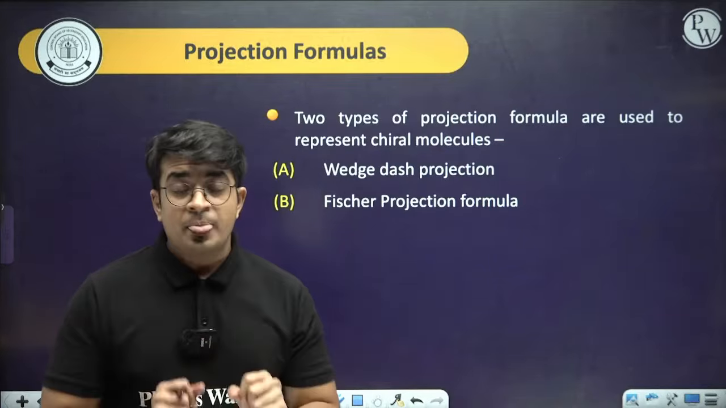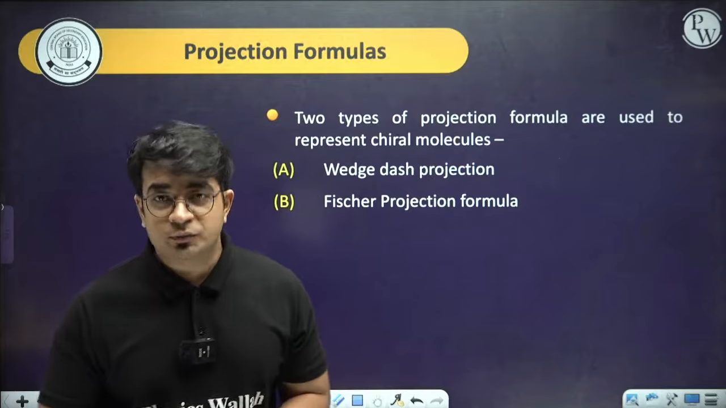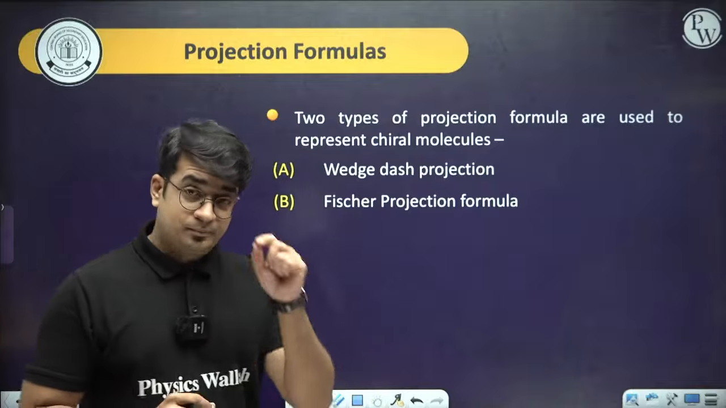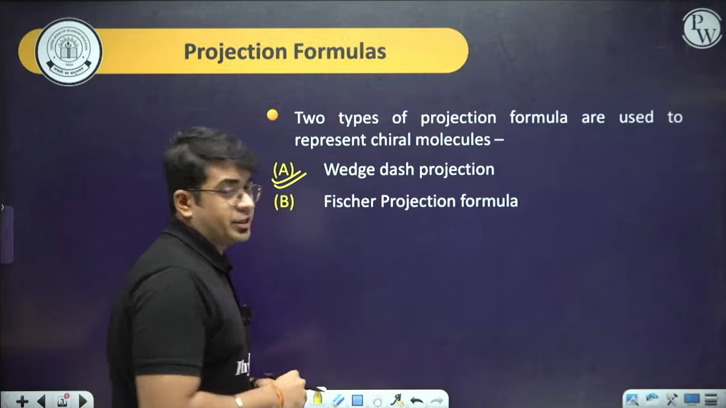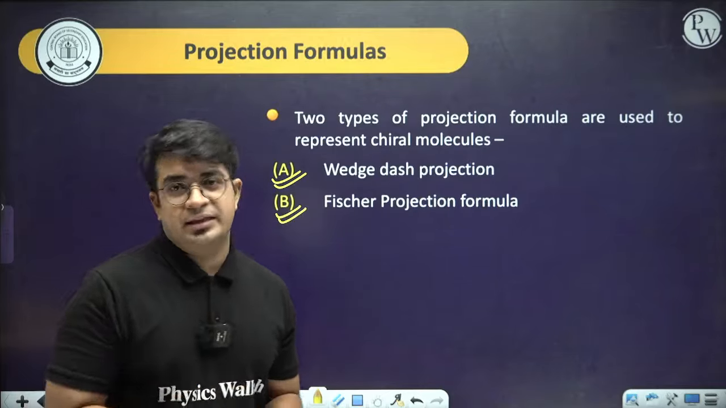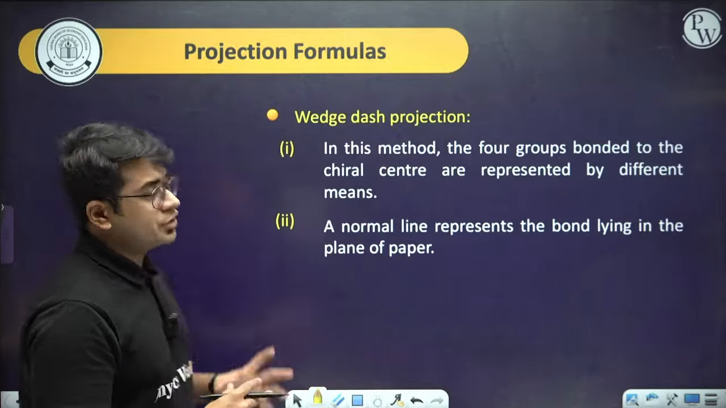Don't worry, the Newman projection as well as the Sawhorse projection, we are going to discuss in the case of hydrocarbons. But the rest of the two, the wedge-dash projection and the Fischer projection, we are going to discuss in this particular session. So what about the first part, the wedge-dash projection?